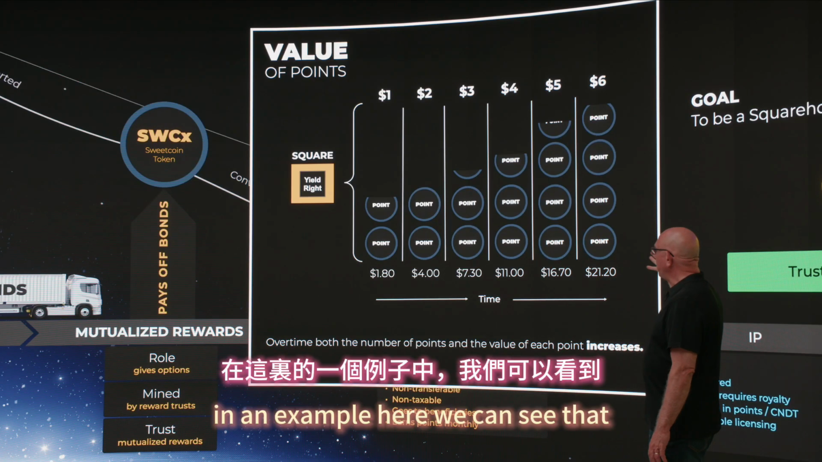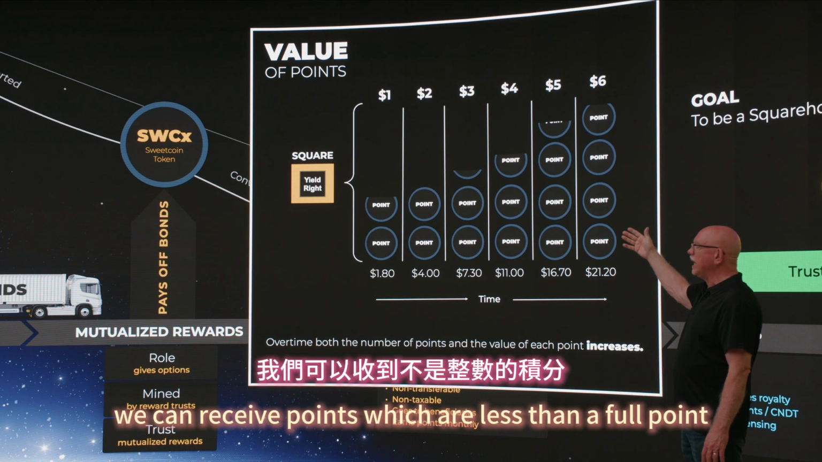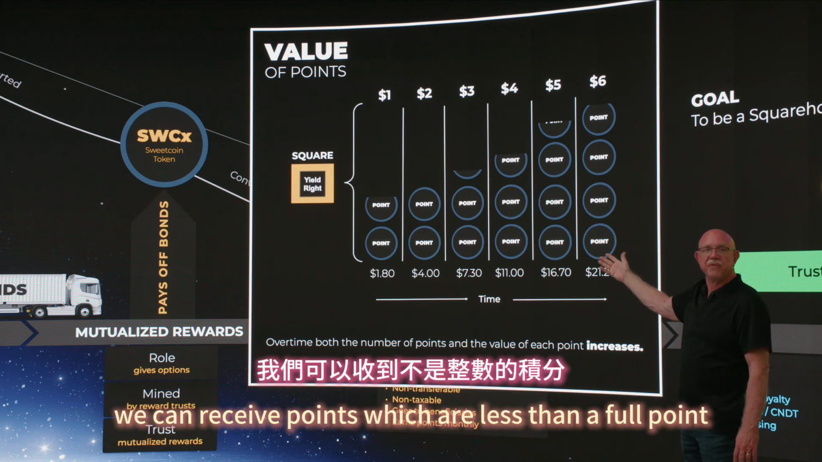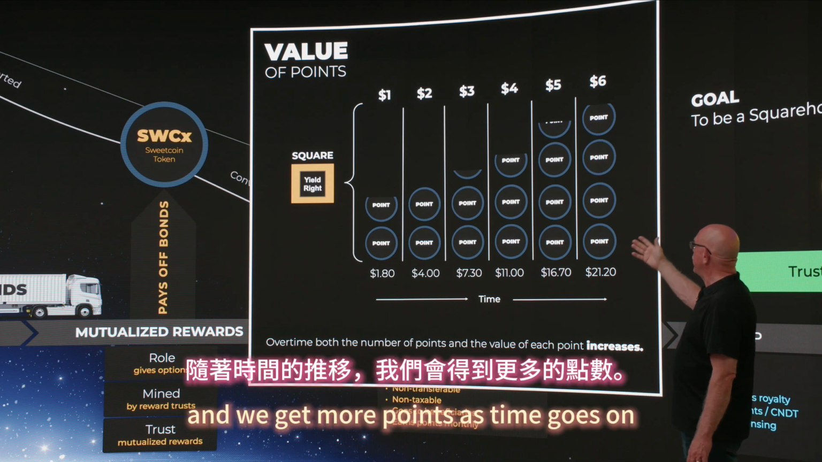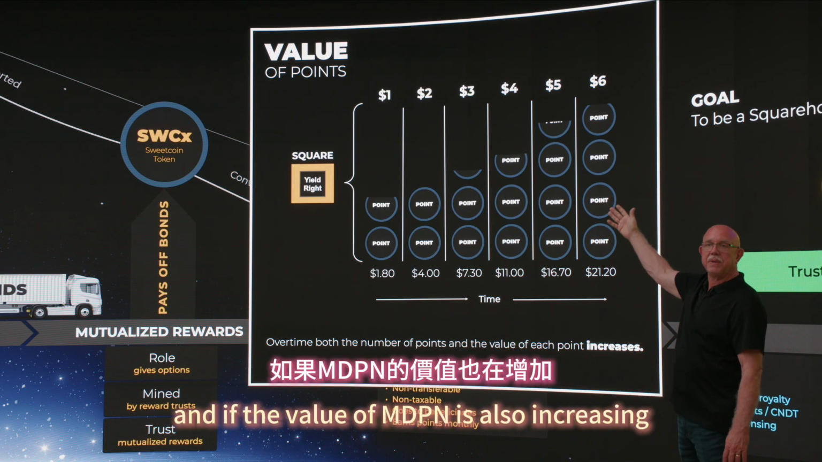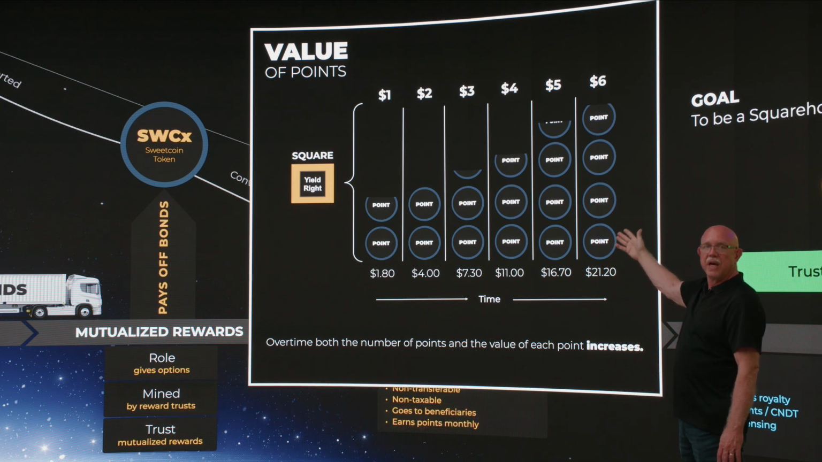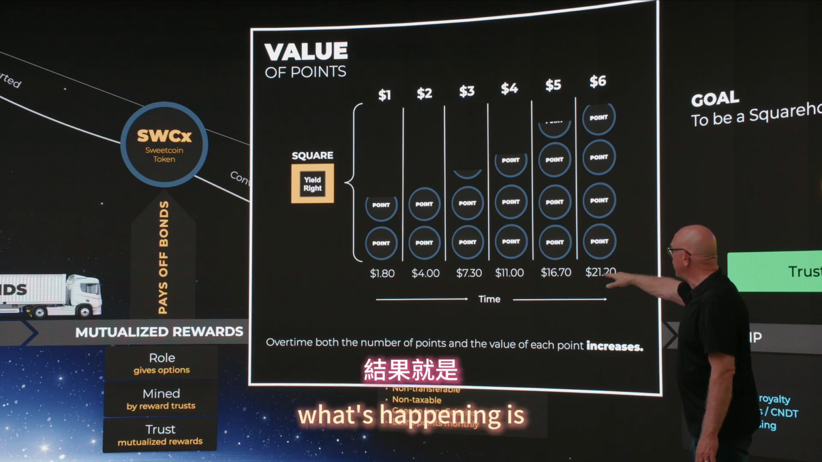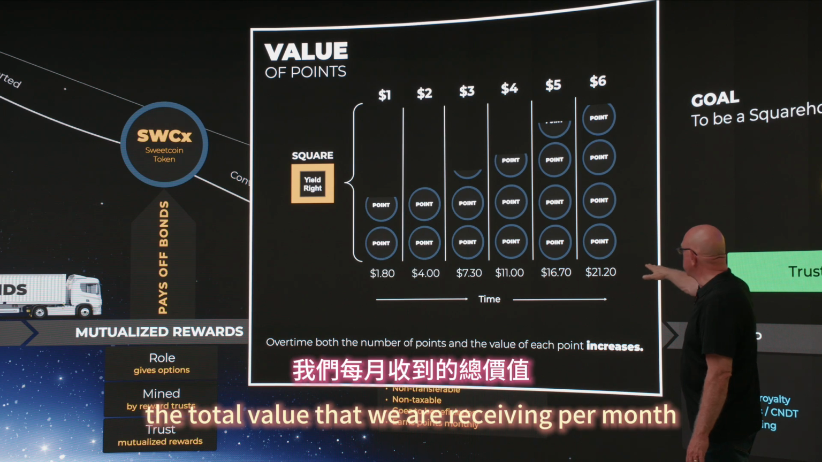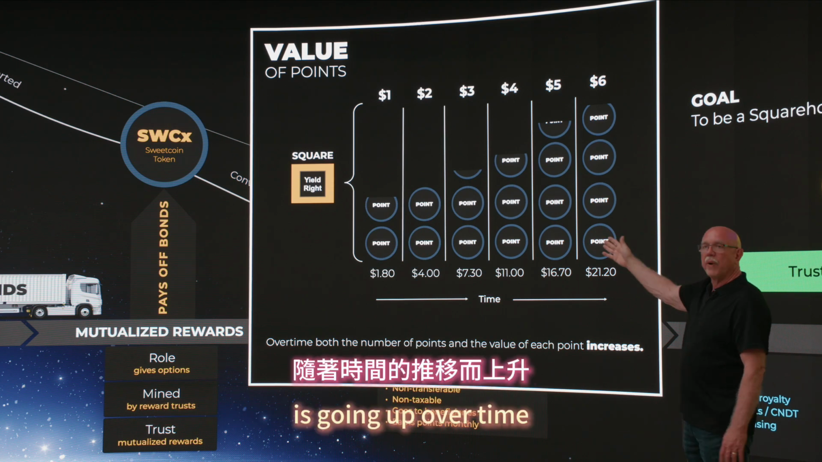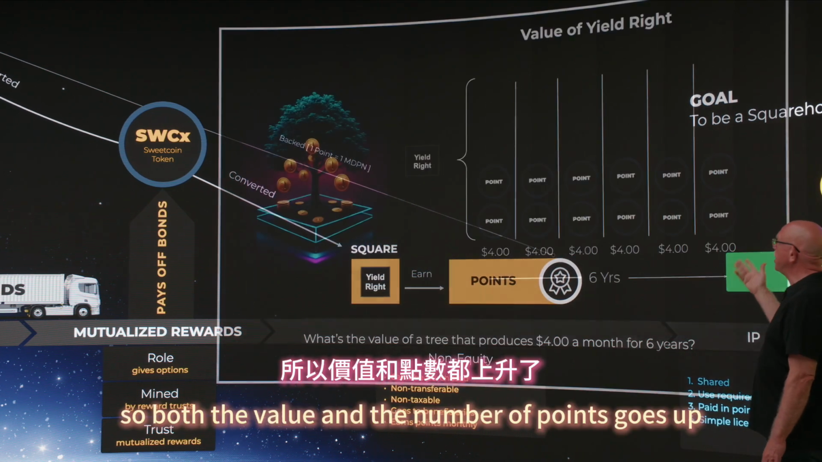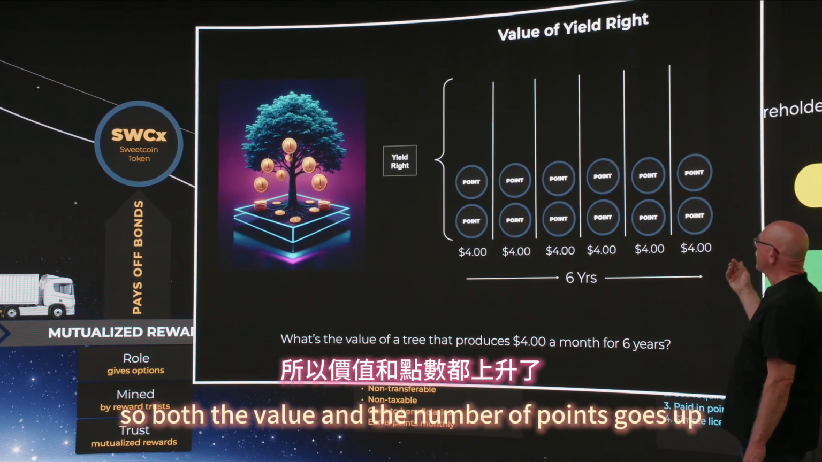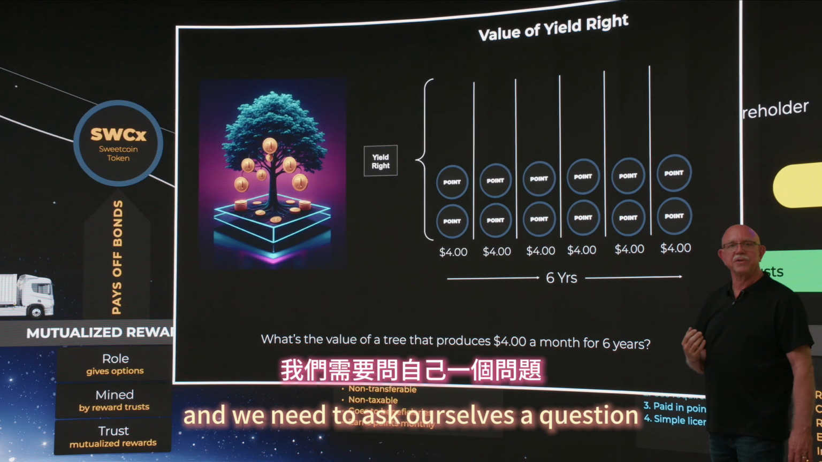In an example here, we can see that we can receive points which are less than a full point, just a partial point. And we get more points as time goes on. And if the value of MDPN is also increasing as time goes on, what's happening is the total value that we are receiving per month is going up over time. So both the value and the number of points goes up, and we need to ask ourselves a question.